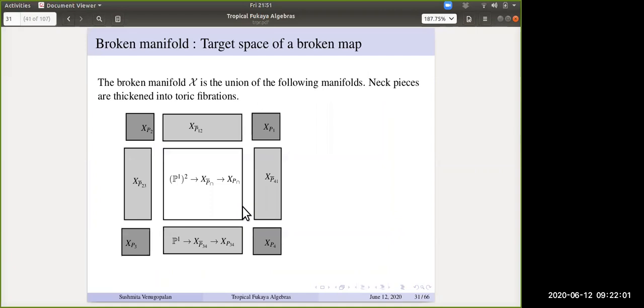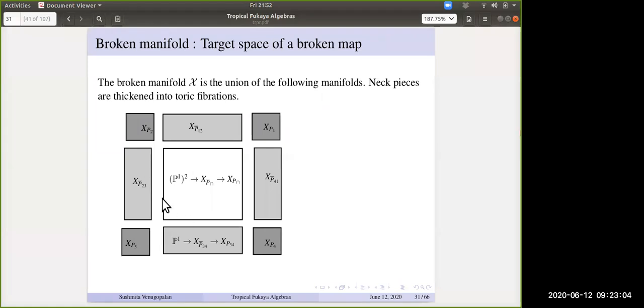The target space of a broken map is a broken manifold. Earlier we saw a cut space, and a broken manifold is basically obtained by thickening the relative divisors of the cut space. Let me be more specific. Recall that XP1, XP2, XP3, and XP4 are just cut spaces, and those were separated by divisors. In a broken manifold, instead of those divisors, you have a P1 bundle over the divisor. This is exactly like the neck piece in the single cut. For example, for XP34, you have a P1 bundle sitting on top of it, which is like the neck piece separating XP3 and XP4. If you focus on the bottom row, that's exactly the broken manifold for a single cut, which we are more familiar with.